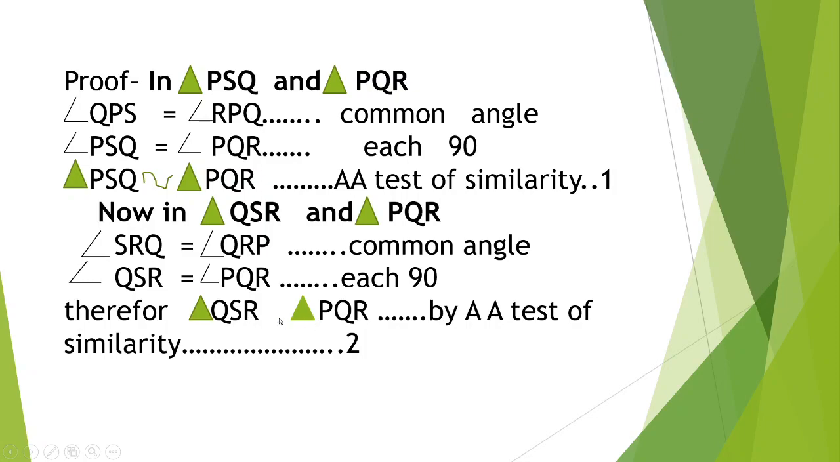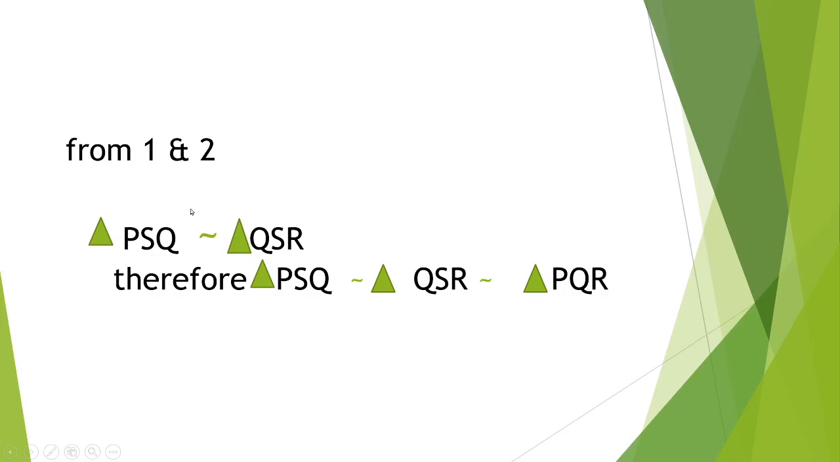Triangle QSR similar to triangle PQR. Put here similar sign. Triangle QSR similar to triangle PQR by angle test of similarity. This is our equation number 2. You can say from first and second, triangle PSQ similar to triangle QSR. Means PSQ similar to original triangle PQR. QSR also similar to original triangle PQR.